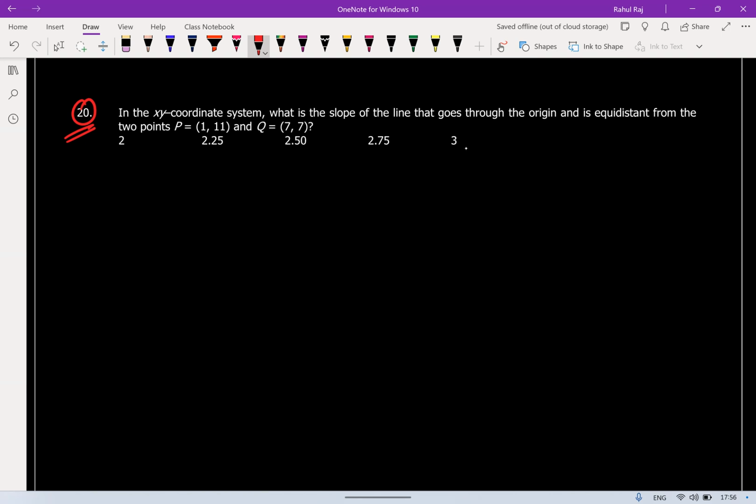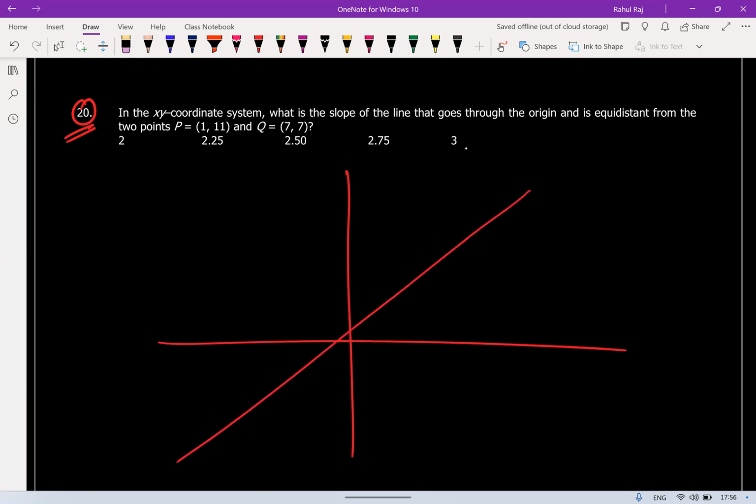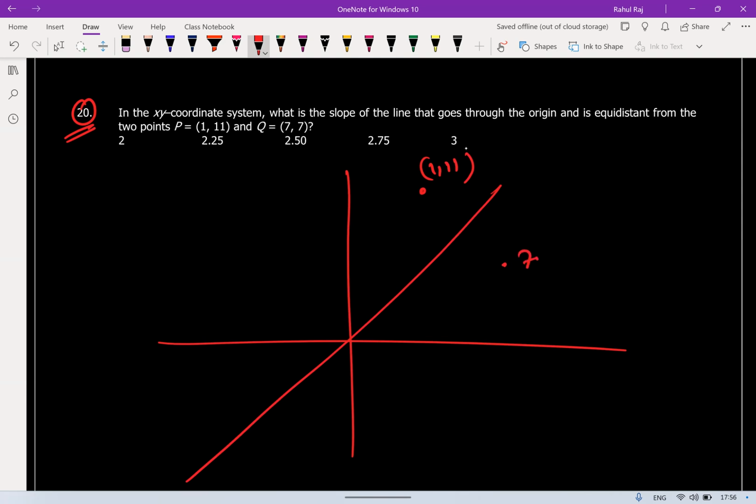So it says in the xy coordinate plane, what is the slope of a line that passes through the origin and is equidistant from points 1 and 11 and 7 and 7? So equidistant is what? This is the midpoint. So what is this point? 1 plus 7 by 2, that is 4. 11 plus 7 by 2, 11 and 7, 18 by 2, 9. Now this is the origin, 0, 0. So what is the slope of this line? 9 minus 0 by 4 minus 0.